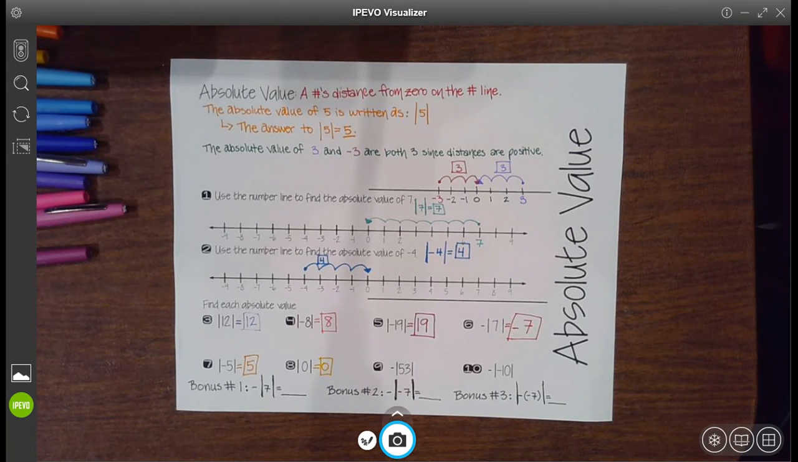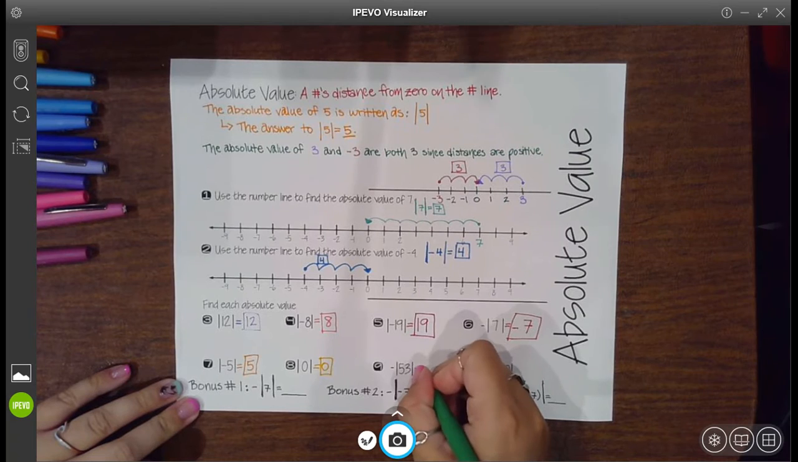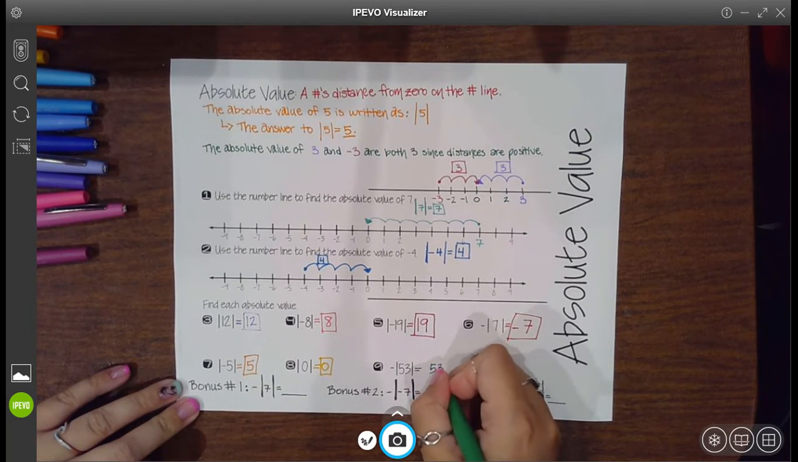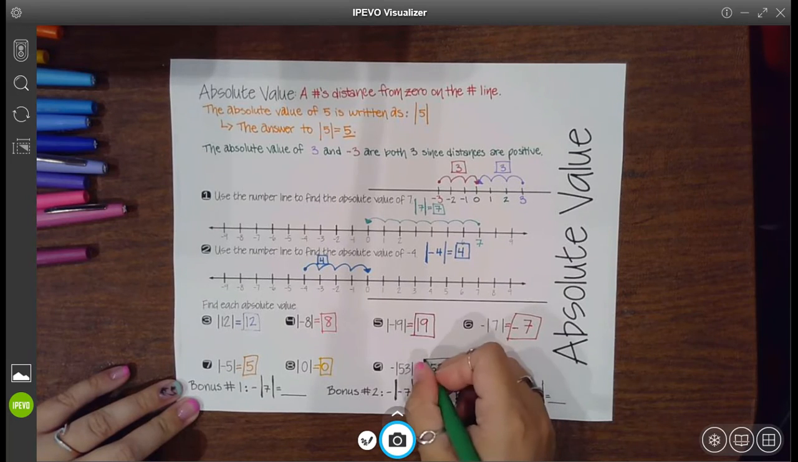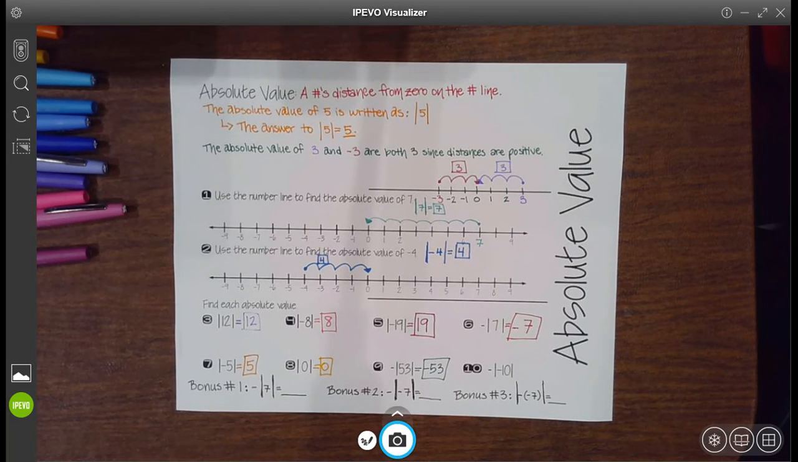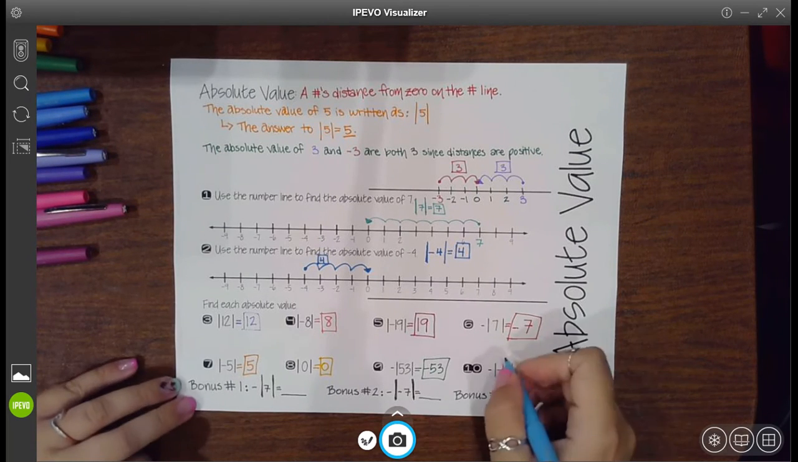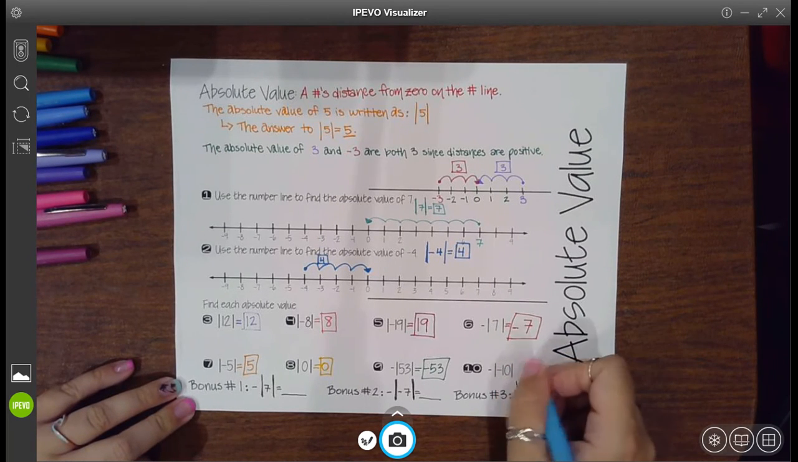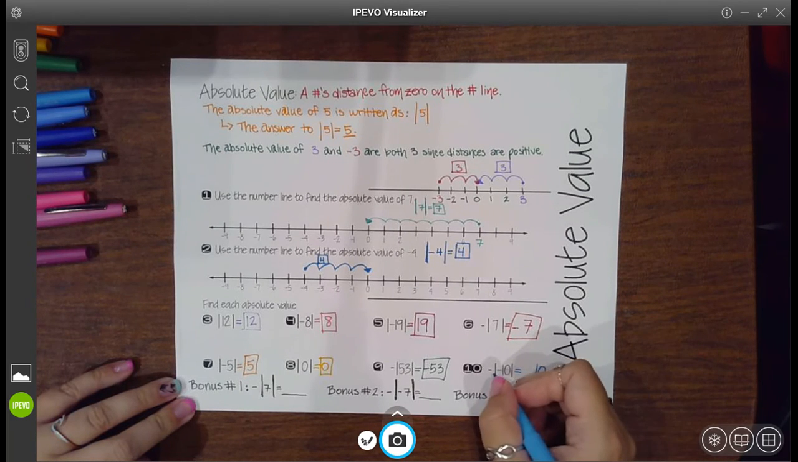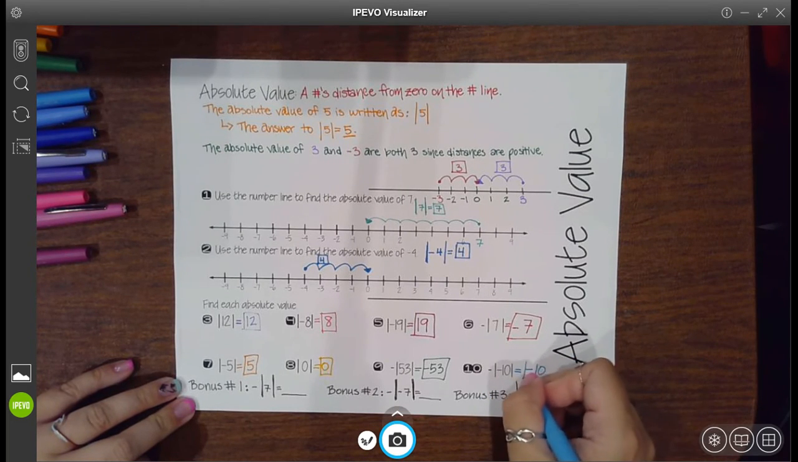Okay, and then for our next one, it says, what's the absolute value of 53? It's just 53. But then there's that negative out in front, so it's saying, what's the opposite of that? A negative 53. Okay, and then what is the absolute value of negative 10? It's just 10. And then you have that negative out in front, so it's saying, what's the opposite of that? A negative 10.